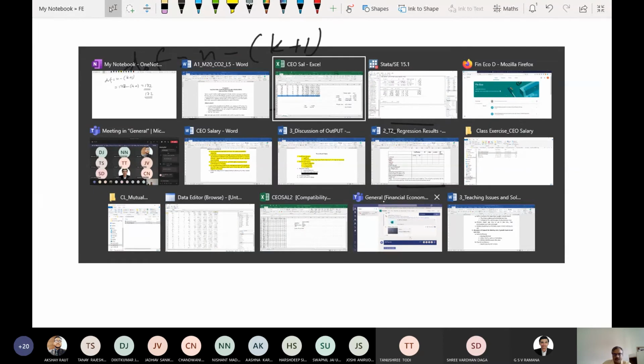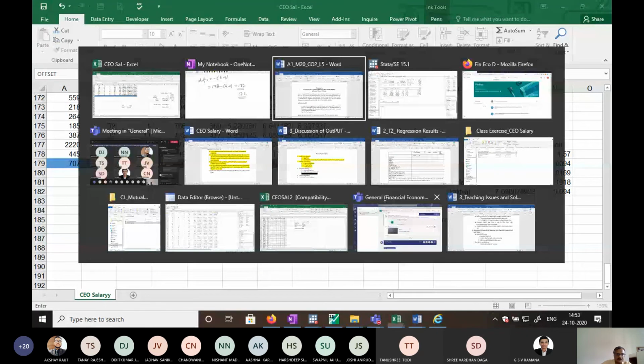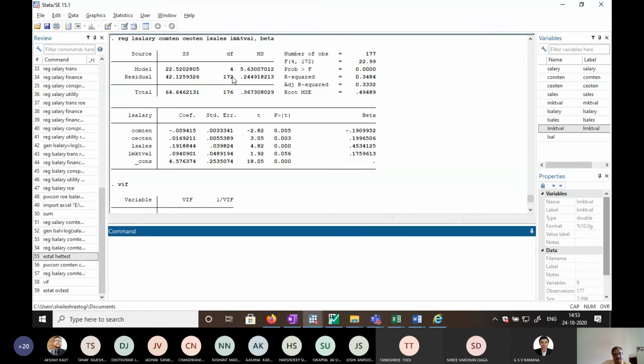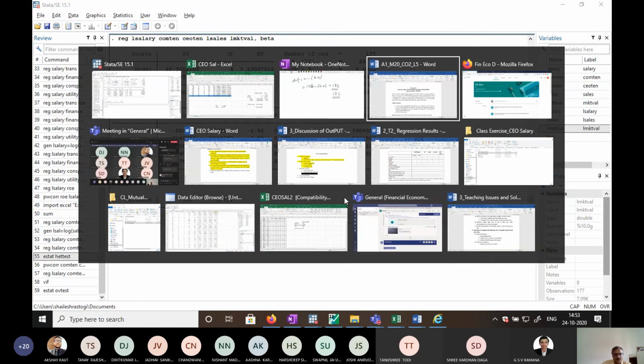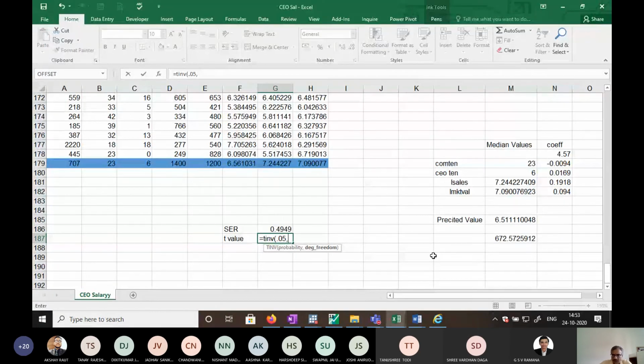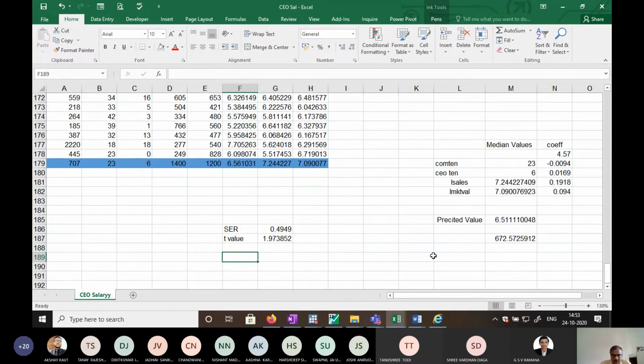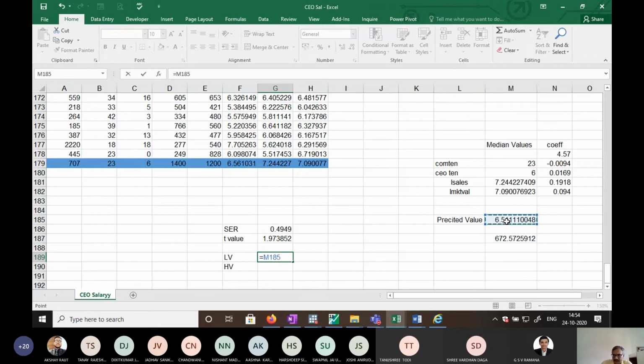This value, 172, is what we need to take for degrees of freedom. Here I enter 172 and I've got the value. So if I have to calculate the lower value and higher value, we will convert the log number into an actual number after calculating the lower value and upper value.